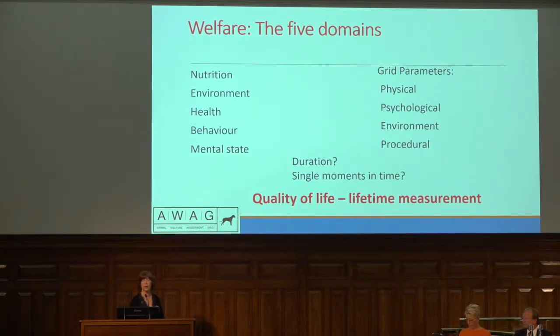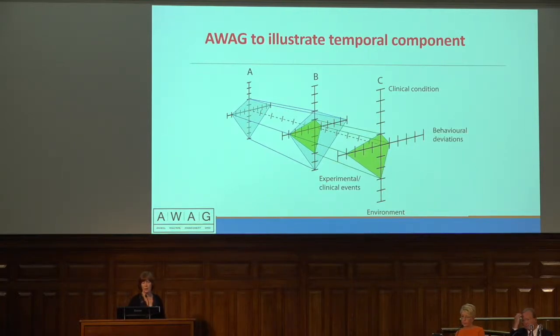What we want to look at is the animal's quality of life and get some sort of lifetime measurement of what's going on. Is it getting better? Is it getting worse? So the AWAG illustrates the temporal component. So over time, look at the area of the quadrangle here and then measure it again. And in this example, the animal's environment changed, the behavioural deviations improved, the clinical experimental events were the same, but you can see the welfare improved as the size of that quadrangle gets smaller.